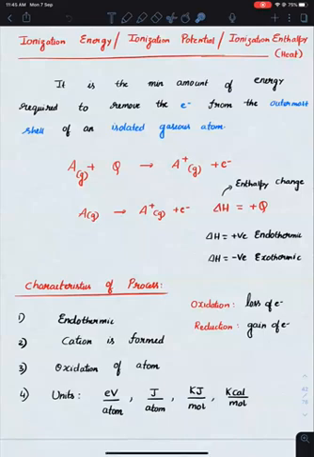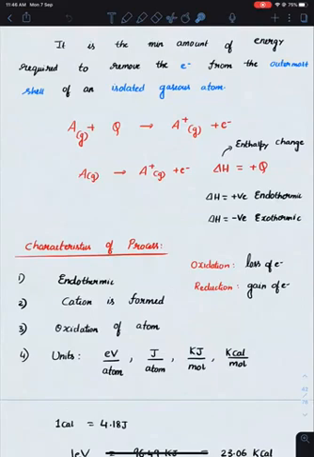So the equation for ionization energy can be written as A gaseous gives rise to A positive gaseous plus an electron, and delta H is equal to plus Q. This Q is nothing but the ionization energy. In general, we use the symbol Q for heat. इसलिए Q करके मैं mark किया इधर.